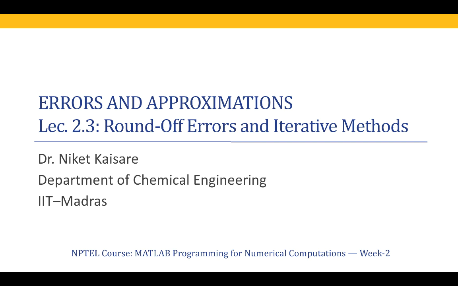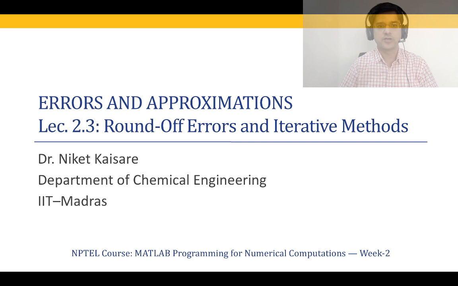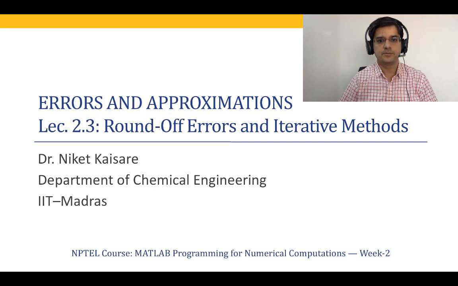We are in Module 2, Errors and Approximations. In Lecture 2.1, we introduced ourselves to errors and approximations and how they arise in numerical computations. In Lecture 2.2, we considered truncation errors. We took the example of the Maclaurin series expansion of e to the power a and showed how including additional terms from the infinite series improves the accuracy of the approximate method that we use.